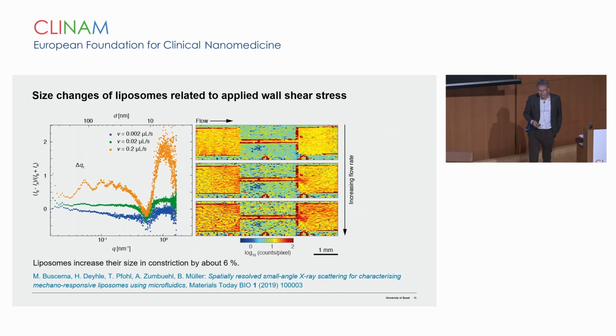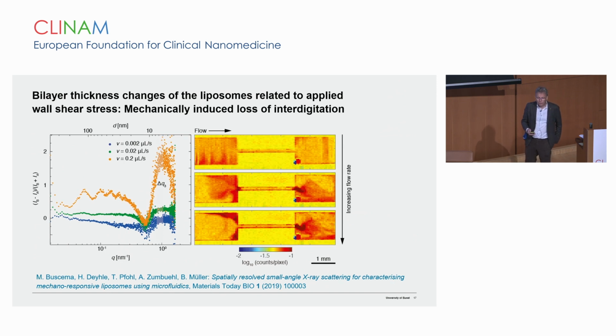So it's not much, but it demonstrates that there is a force acting on the liposomes. Nevertheless, this is a small phenomenon, and we have also investigated the range of delta Q3 that corresponds to the thickness of the bilayer. So you see here again the flow from the left to the right, and you see that in the constriction, we have an increased wall shear stress, especially for the higher flow rates, but it is dominated by something else.